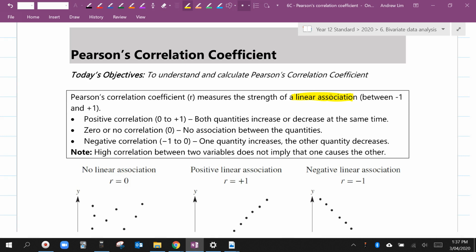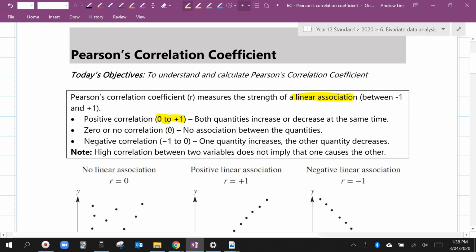Now, generally, if you enter your data into your calculator and ask for the Pearson's correlation coefficient, if it gives you a positive correlation between 0 and +1, then generally what that means is that both quantities increase or decrease at the same time. So for example, as temperature increases, the sales of ice cream also increase.